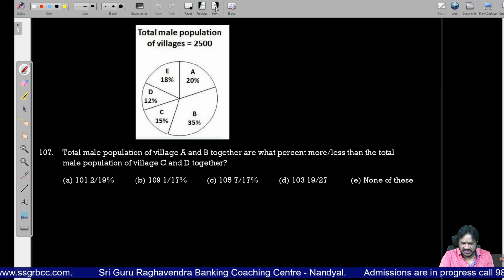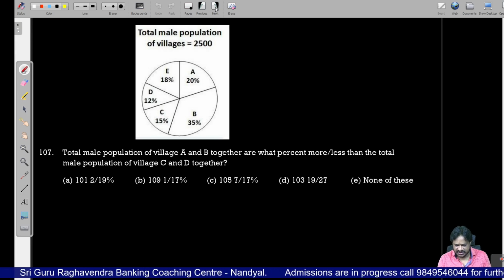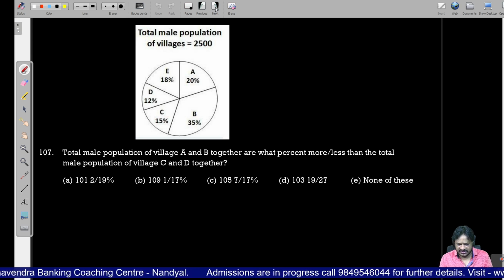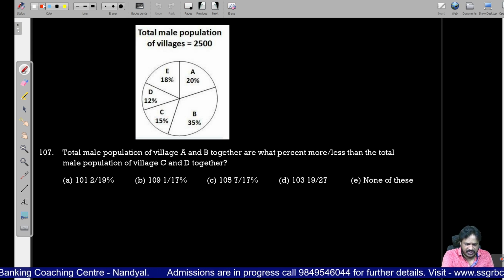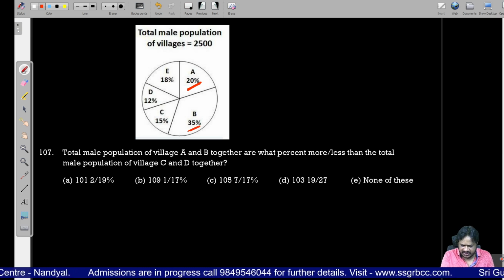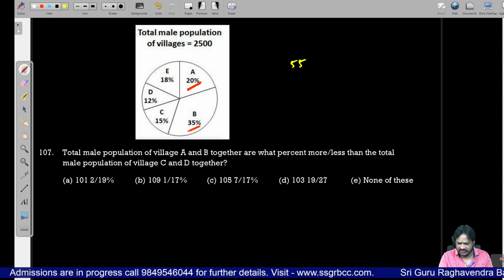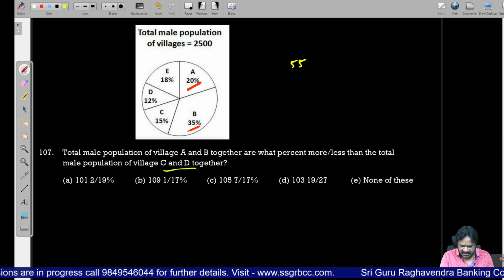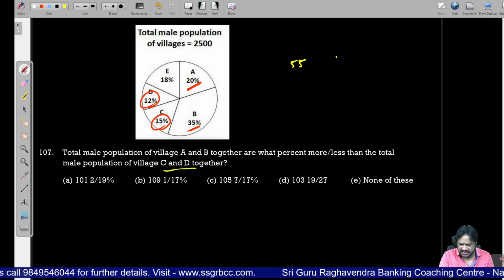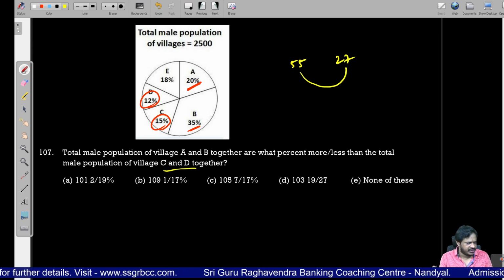Let us see the next question. The total male population of A and B is what percent more or less than the total male population of C and D? This is direct calculation only. Male population of A and B: 20 plus 35, 55. Then C and D: C is 15, D is 12. It is 27. The question is, 55 is how much more than 27?